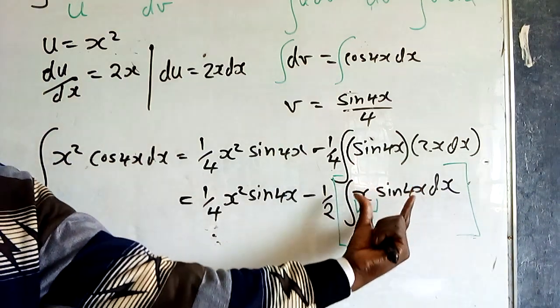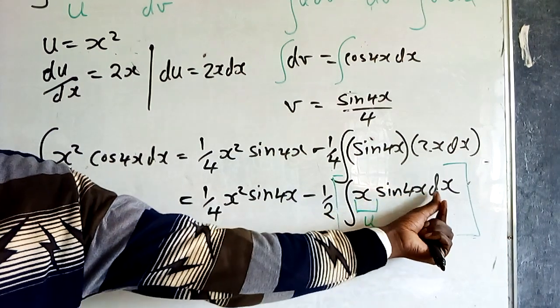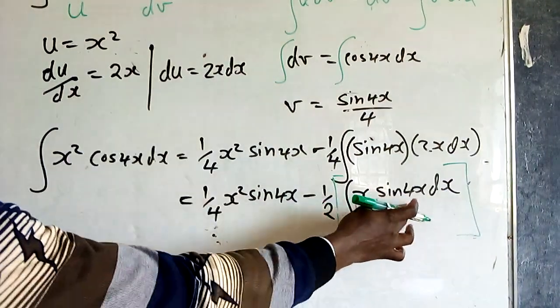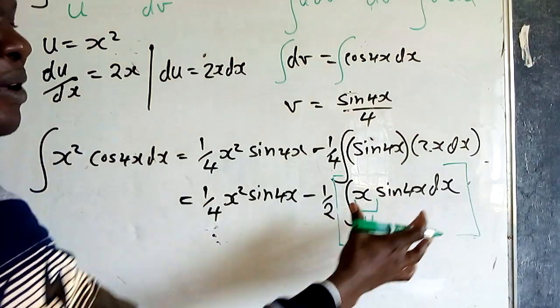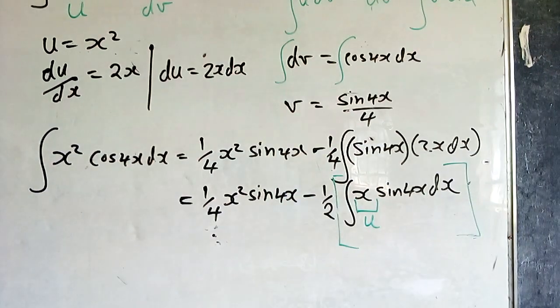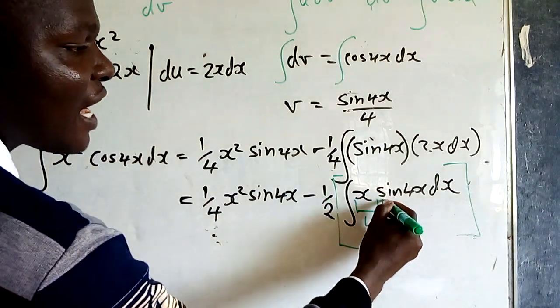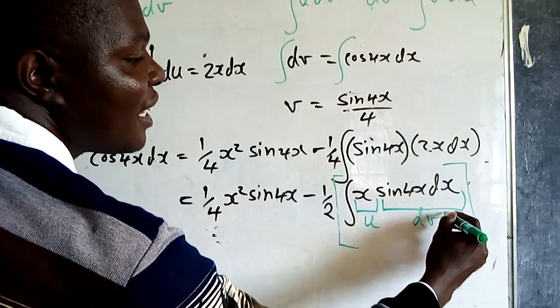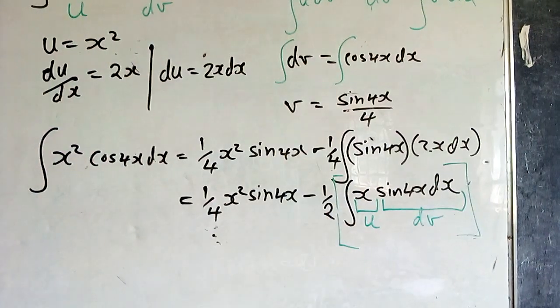We are in another different integral of x sin 4x dx. So this is also a product of two functions, meaning we use integration by parts here again, until we eliminate all the integrals, meaning we reach the end, isn't it? Are we together? So here we have u is x, and dv is sin 4x dx. Is that okay?